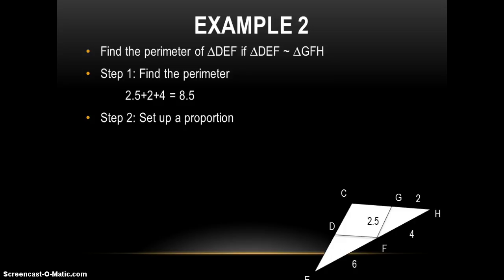Now we're going to set up a proportion. So we're going to have 6 over 4, which are our two corresponding sides that we know of. And then we're going to have that equal to the perimeter of triangle DEF over the perimeter of triangle GFH, which is what we found to be 8.5. So what we're doing is we're going to take the two corresponding sides and set up a proportion with the two sides and then the two perimeters.